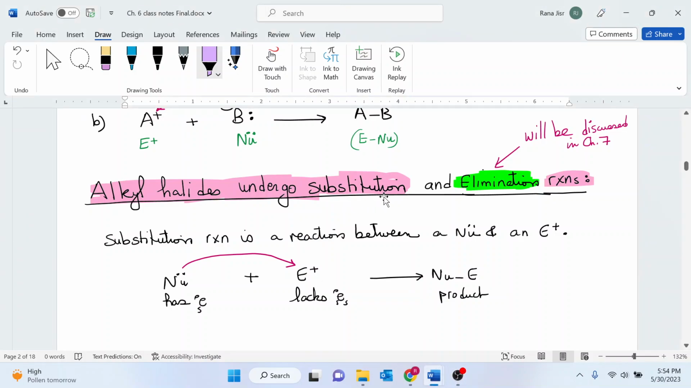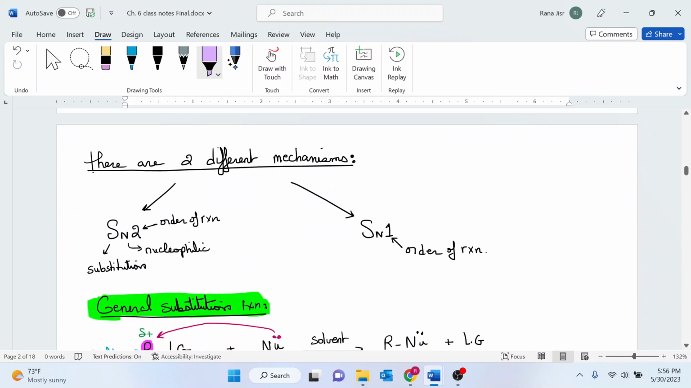Alkyl halides undergo substitution reactions. The basis of the substitution reaction is the nucleophile attacking the electrophile. So you use a full-headed arrow to show the transfer of electrons from the nucleophile to the electrophile. Now, normally in substitution, the electrophilic carbon has a leaving group next to it. So when the nucleophile attacks the electrophile, the leaving group is going to leave.